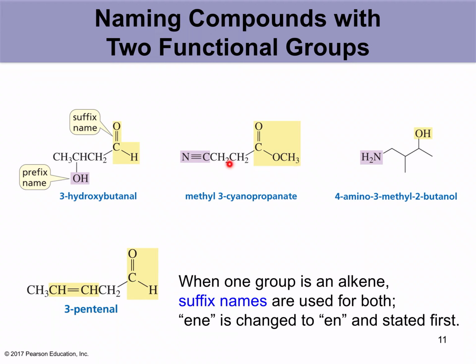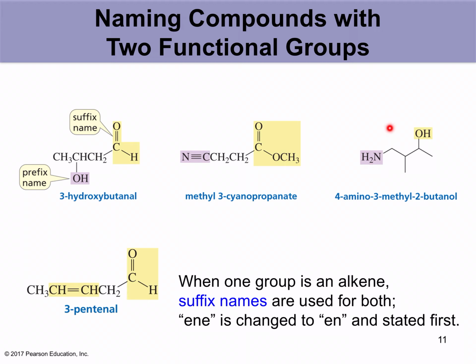It has 1, 2, 3 carbons, and on the third carbon you have a cyano group. So methyl 3-cyanopropanoate. Methyl is this group. The third carbon has a cyano group: methyl 3-cyano, and the main chain has 1, 2, 3, 3 carbons, propanoate.